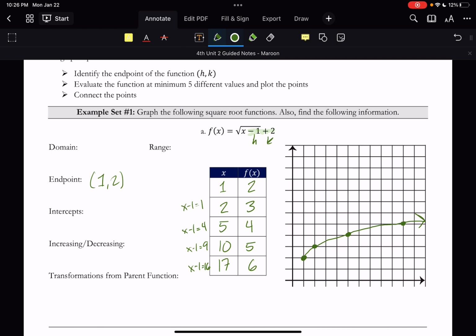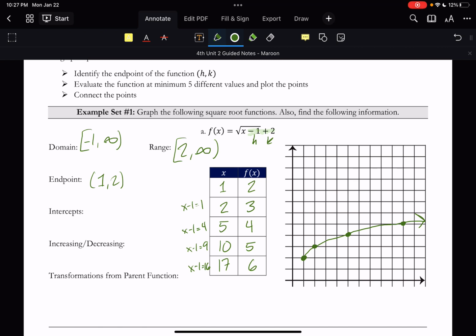So now we can go ahead and do all of these questions. So the domain. So if I look at my x, the lowest x value that I can get is 1. So this is going to be from 1 up to positive infinity. And then if I look at my range, looking at my y-axis, the lowest y that I'm going to get is 2. And then it's going up. It's not going down. So that's going to be from 2 up to positive infinity, including 2. Okay, so there's my domain and my range.